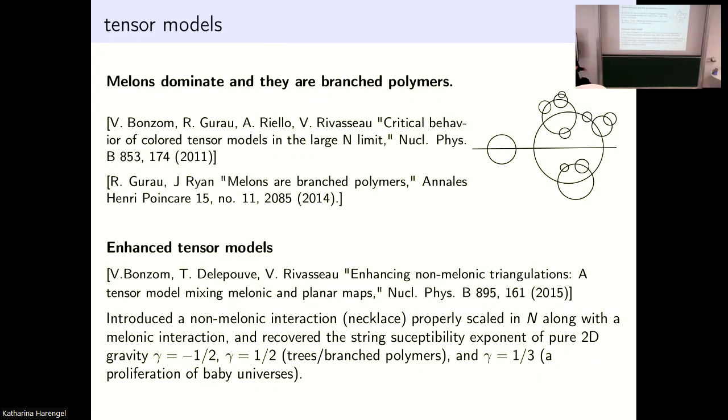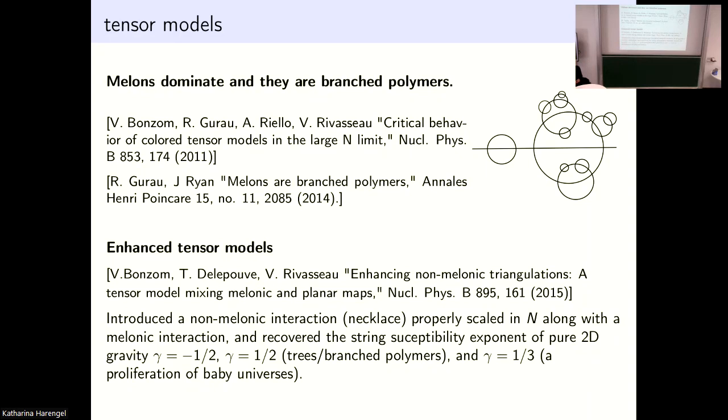When this degree is 0, just like the genus 0 case, this class of graphs are called melons, and they are a subclass of spheres. So there are more spheres than degree 0 graphs. But in this large N limit, melons dominate. These are basically melonic graphs. I can show. And they are shown to be branched polymers. So they are trees, basically.